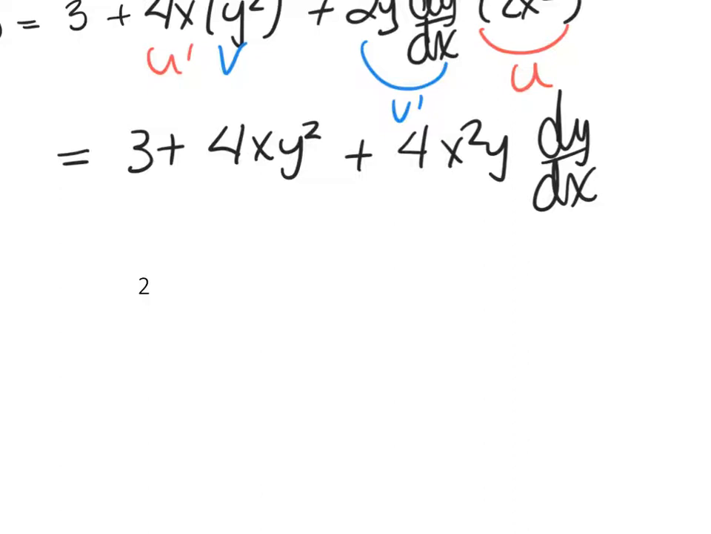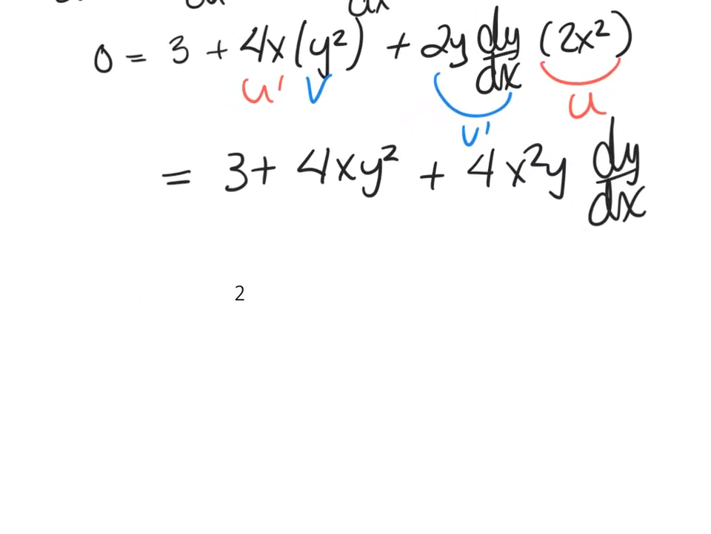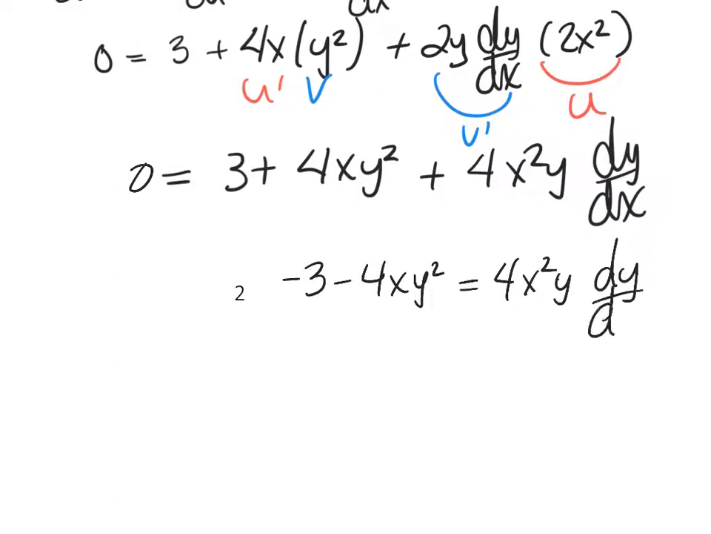Accept it. Now, let's move the 3 and the 4xy squared to the other side. And so I've got, remember this thing equals 0, negative 3 minus 4xy squared is equal to 4x squared y dy dx.